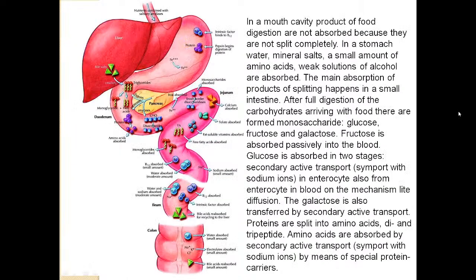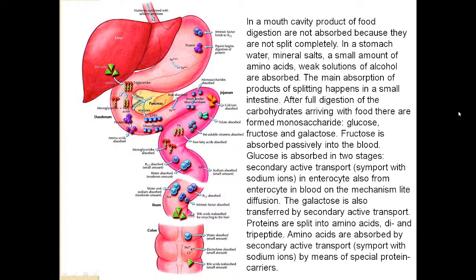And last question: absorption in various departments of the digestive tract. In the mouth cavity, products of food digestion are not absorbed because they are not split completely. In the stomach, water, mineral salts, a small amount of amino acids, weak solutions of alcohol are absorbed. The main absorption of products of splitting happens in the small intestine.